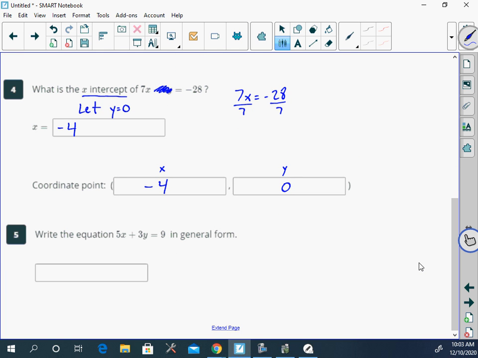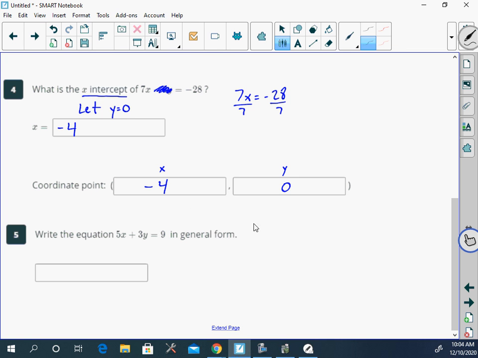Okay, and then moving down to 5, sometimes people read this and they go, I don't know what general form is. General form is the form that we've been using for quite some time now. Okay, we're trying to get it in y equals ax plus b or mx plus b. That's the same thing, right? So this would identify what our slope is, this would identify what our y-intercept is, but really all we're doing is just trying to write it in this form. So we're trying to get y all by itself.